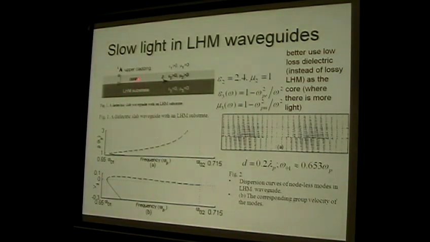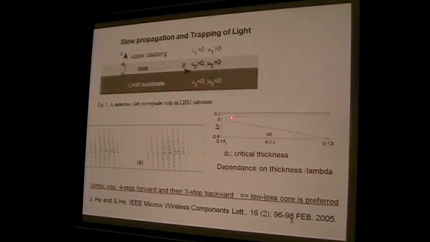But we have compared both, also swapping the substrate and the core materials. Anyway, we show this result in these papers. In this case, the group velocity can be very small and can slow down the light, and you see the Poynting vectors as I mentioned: four steps forward and three steps backward, so the net is only one step, very slowly. You go forward and backward, and forward and backward, and gradually you move forward in a very slow way, slowing down the light.